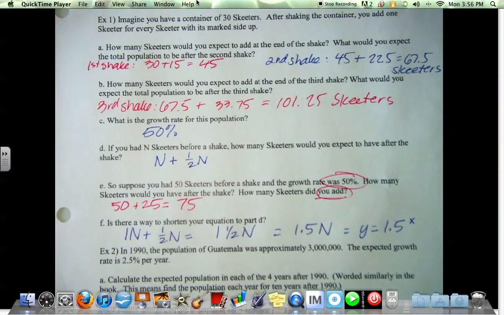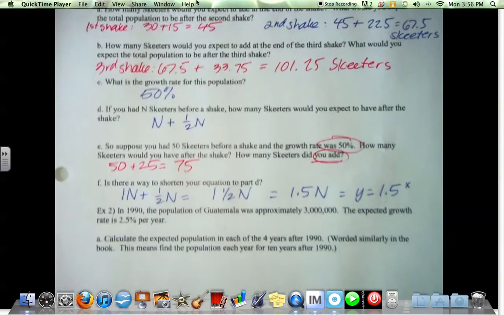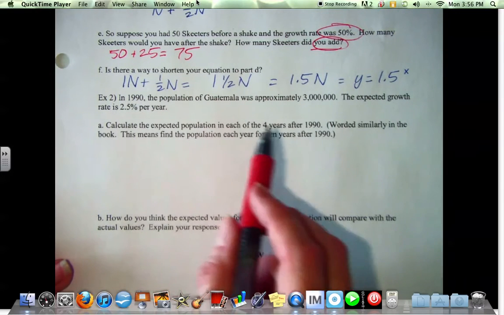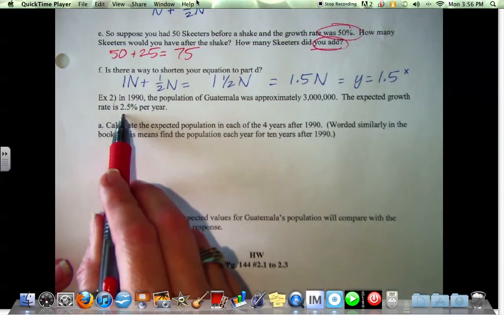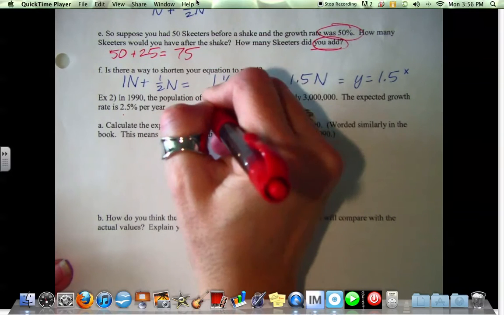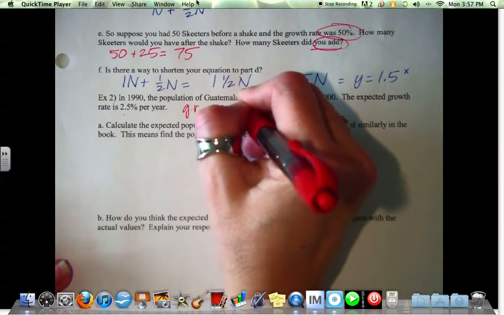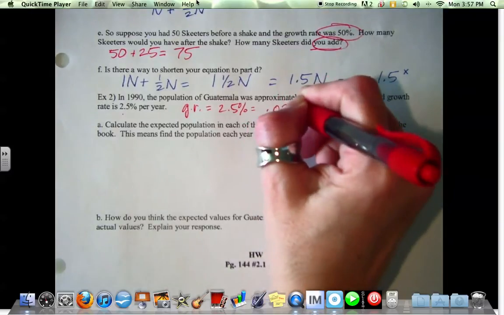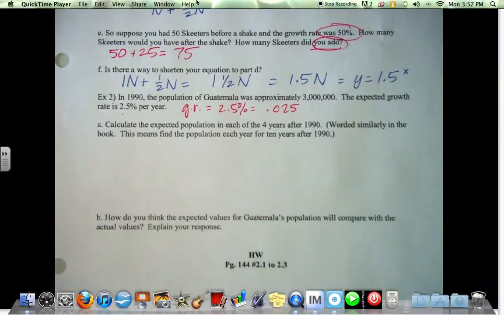In 1990, the population of Guatemala was approximately 3 million. The expected growth rate is 2.5% per year. Calculate the expected population in each of the 4 years after 1990. So we have a 2.5% growth rate. As a decimal, 0.025. So we need to calculate the expected population in each of the 4 years after 1990.